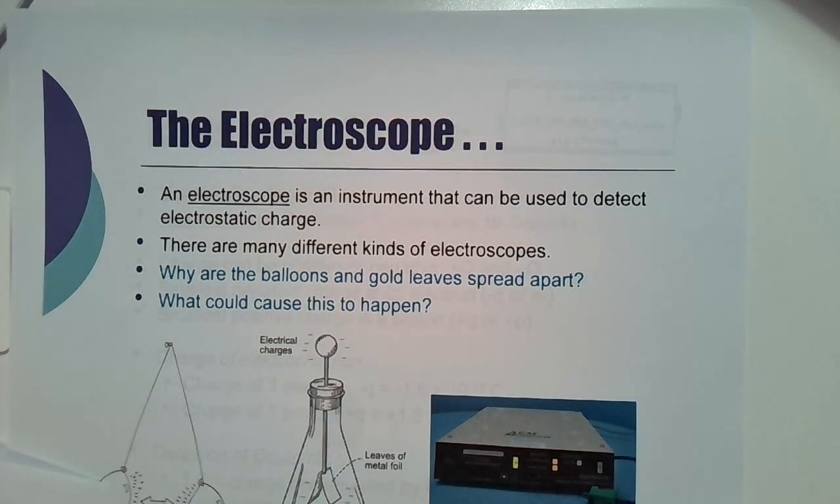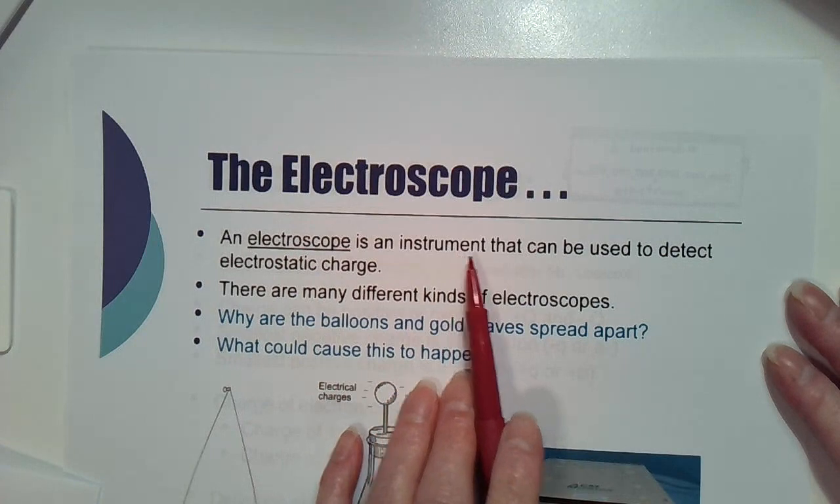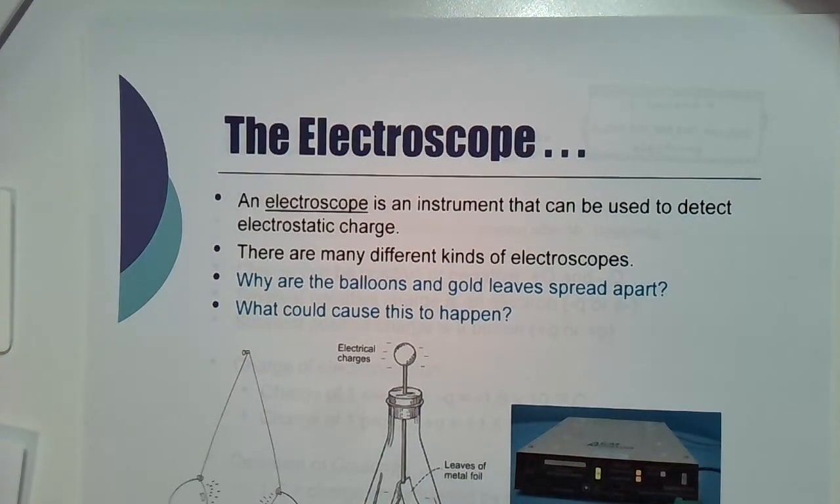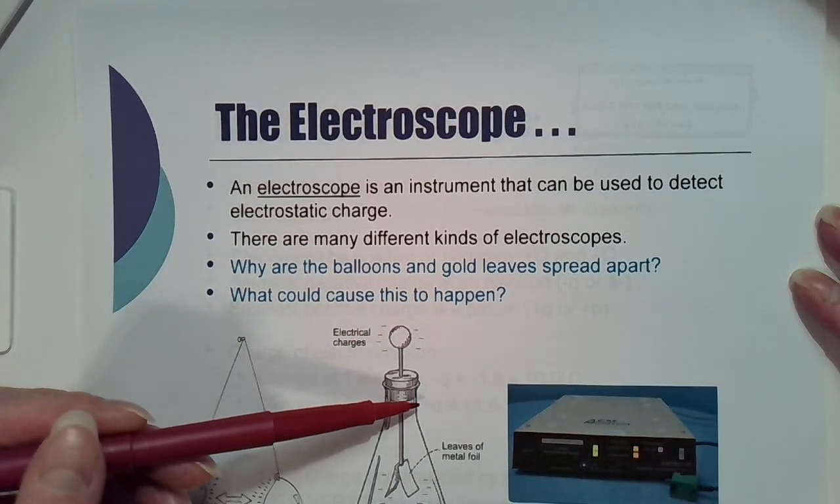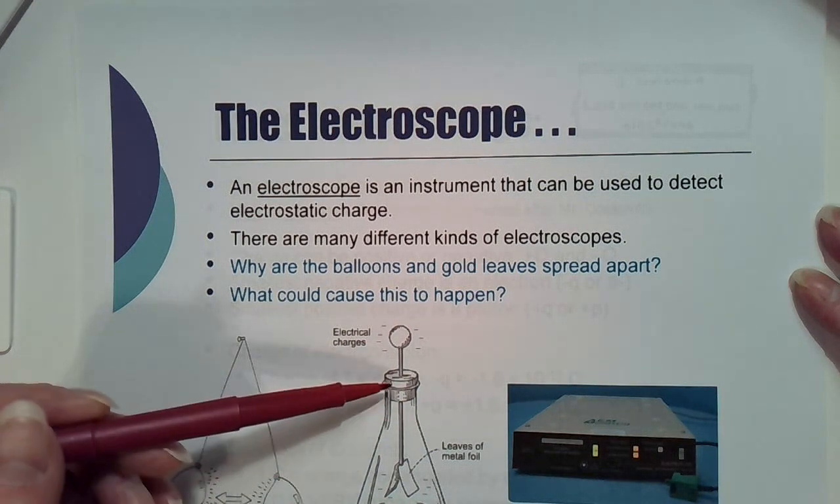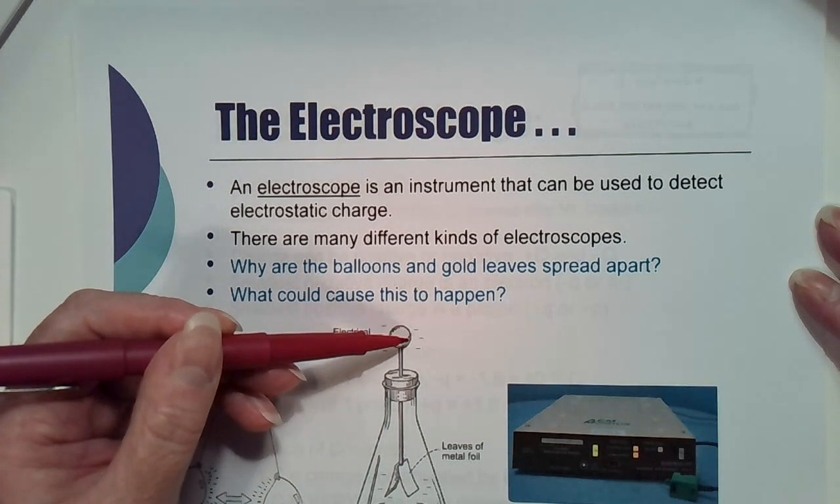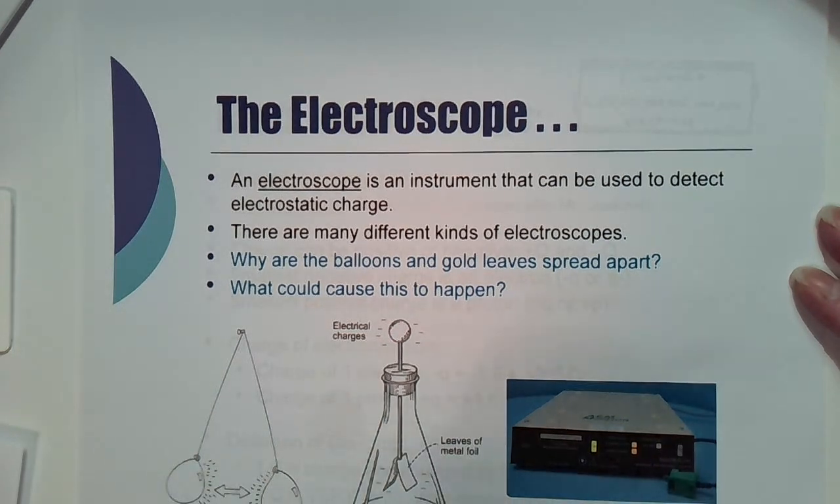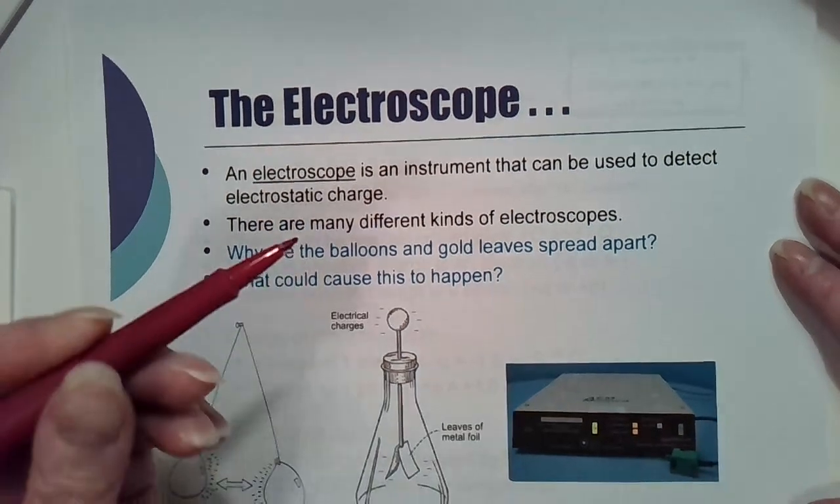Okay, the next thing, number 8, says an electroscope is an instrument that can be used to detect electrostatic charge. So this is nothing more than a flask from chemistry. It's just a metal pole with a little metal ball on top. And we're going to pretend now that my pen has become negative. I rubbed it on something, and my pen is now negative.